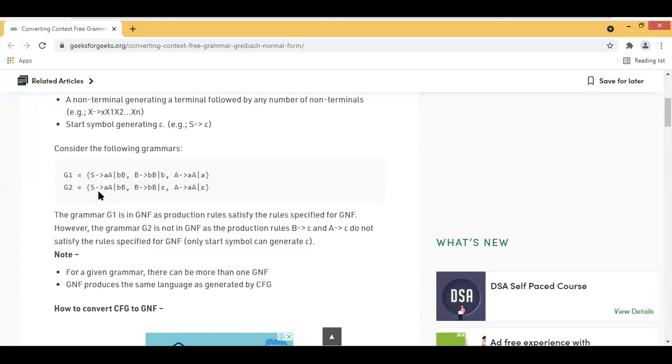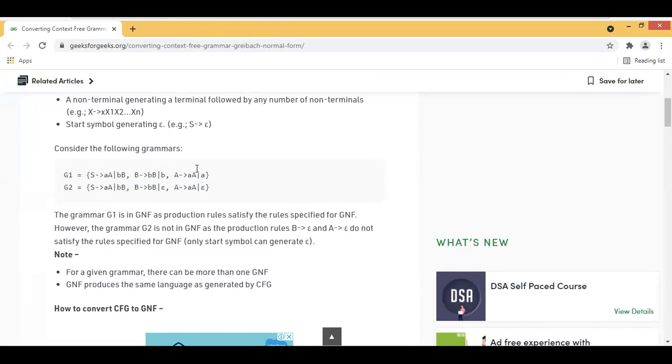If S generates an epsilon, it's okay, it is in the form of GNF. But here B is not a start symbol and A is not a start symbol, but both B and A are generating epsilons. So these epsilons do not satisfy the rules specified for the GNF. So we can say that G2 is not in GNF.